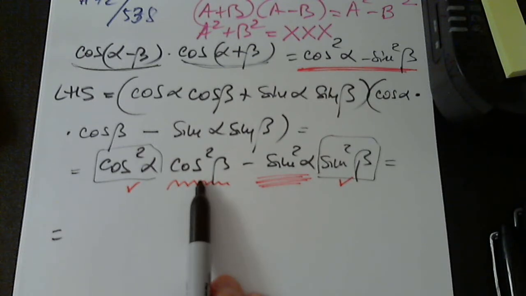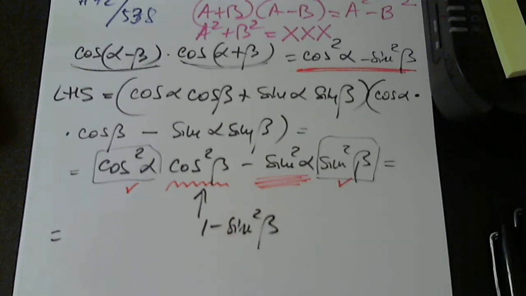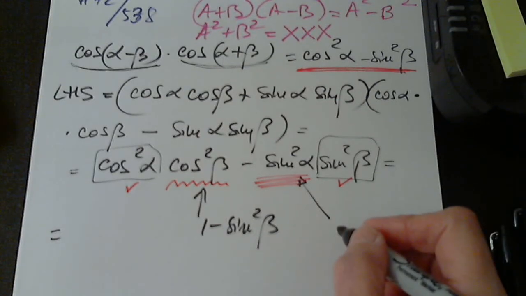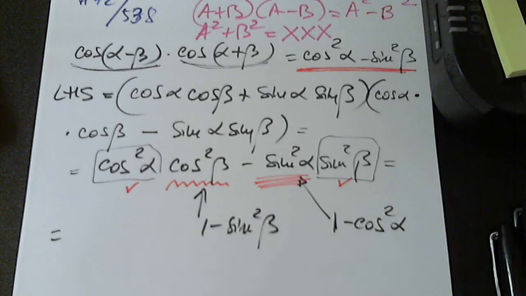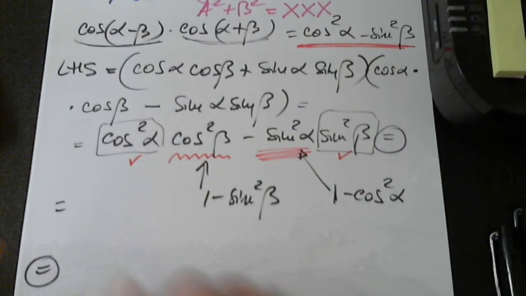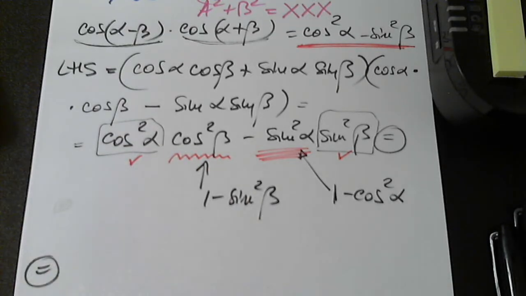So cosine squared beta, what can it be replaced by? 1 minus sine squared beta. 1 minus sine squared beta. Excellent. What can sine squared alpha be replaced by? 1 minus cosine squared alpha. Good. So let's see what happens. How from here we get to that. So I'm going to jump over. Of course, I don't want to confuse you with that equal symbol over there.